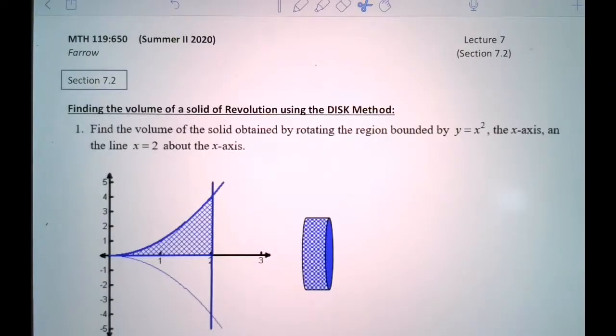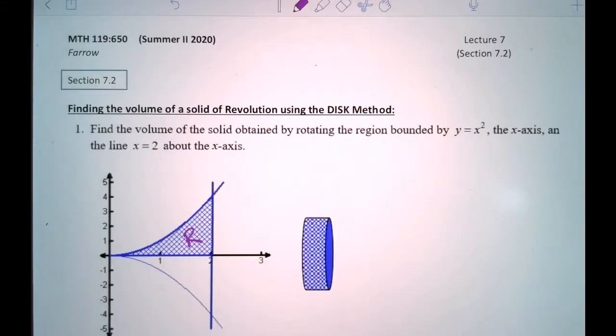Hi, so for the next section of Chapter 7, we're going to take the idea of area and springboard from that and create a volume of a solid of revolution. So we're going to do that by taking that region R, wherever it is, right here I have it shaded and noted for you.